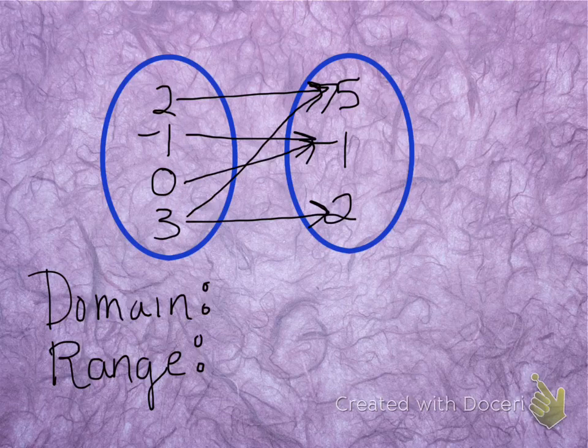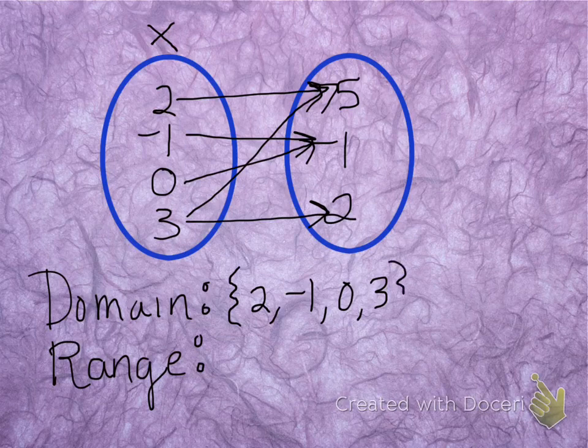Alright, when we're looking at a mapping diagram, we can also find the domain and range. Remember, domain is once again the x values, or what you input into the function. So in this case, our domain is going to be 2, -1, 0, and 3. Our range is just our y values, which is what you get out of the function. So 5, -1, and 2. Domain and range is very easy to find with a mapping diagram because they're already listed right there for you.